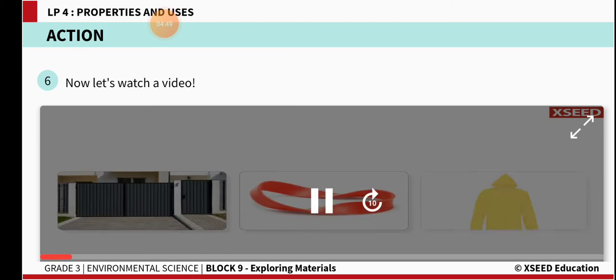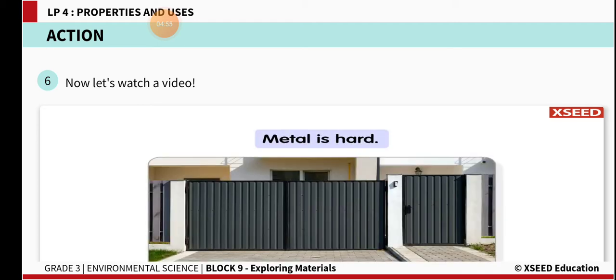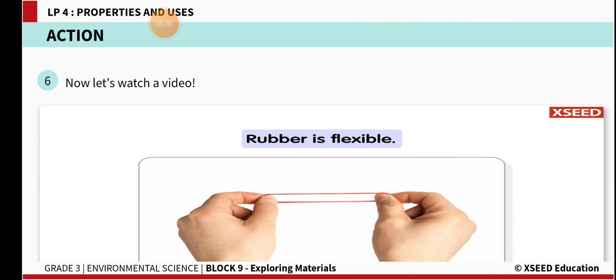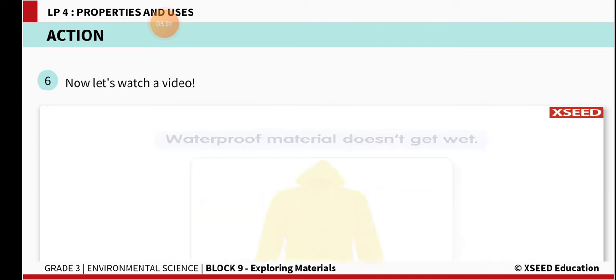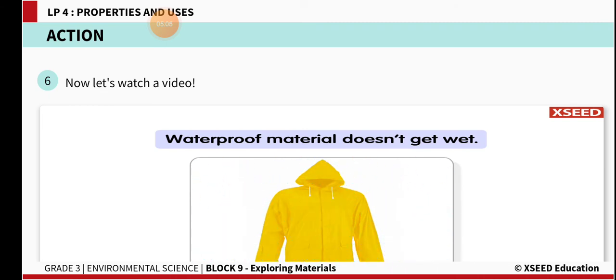A material is chosen to make an object depending upon its use. The gate is made of metal. Rubber band is made of rubber. Raincoat is made of waterproof material.